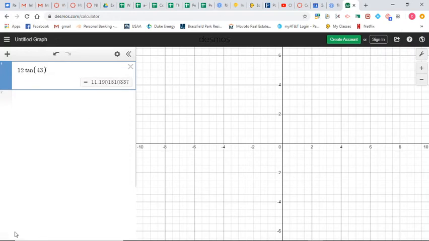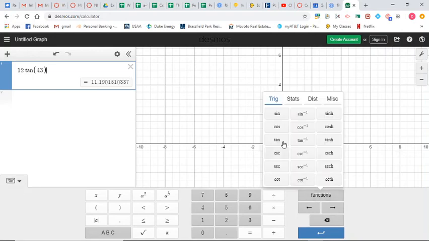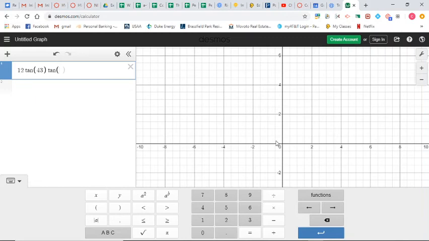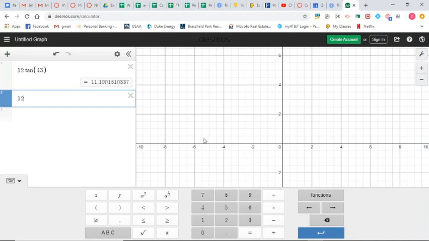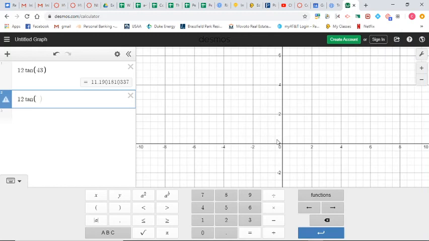You can also go down to the keyboard button and go to the function button. That's also where you can find tangents. So you could say 12, and then go to the function key and hit the TAN button, and then type 43. Either way, that's how you can type it in. Sorry, my computer is being annoying.